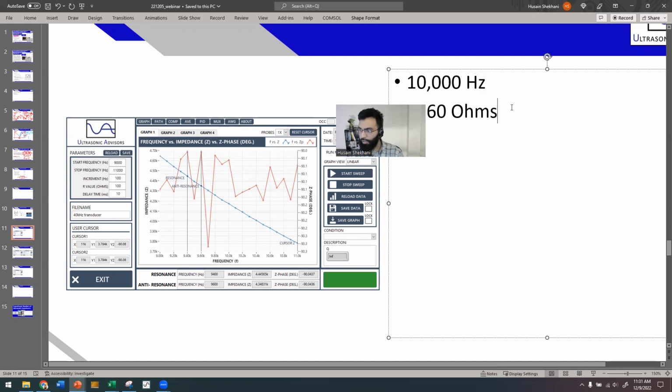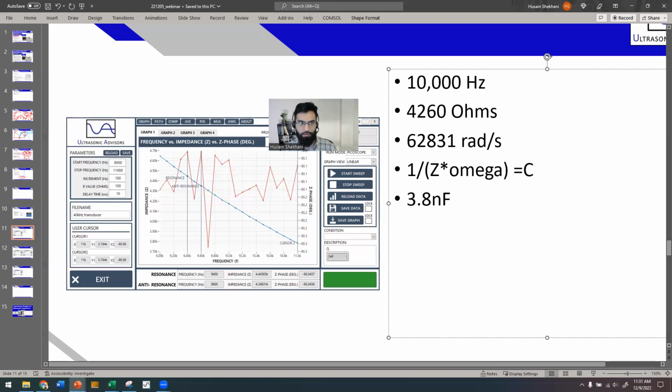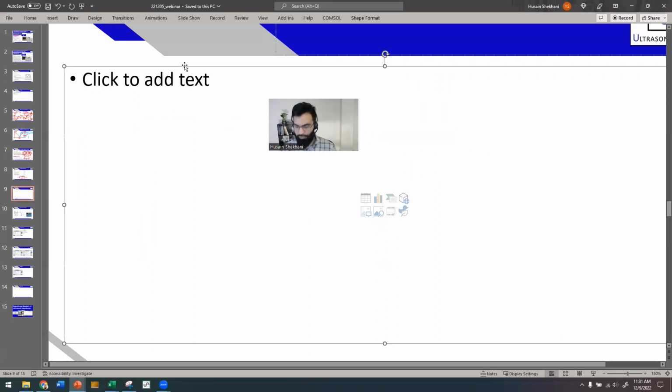All right, and we need to use radians, so this is a reminder. You convert that 10,000 hertz to radians, and you get 62831 radians per second. Then 1 over the impedance multiplied by omega equals the capacitance. And this ends up being 3.8 nanofarads. So what we've just done is calculated 3.8 nanofarads.